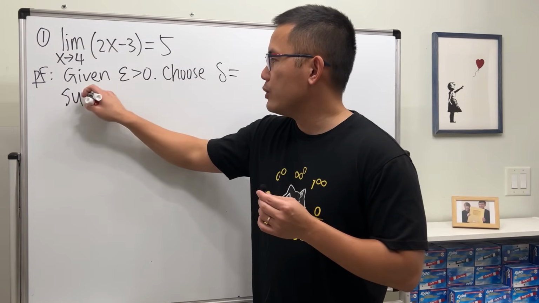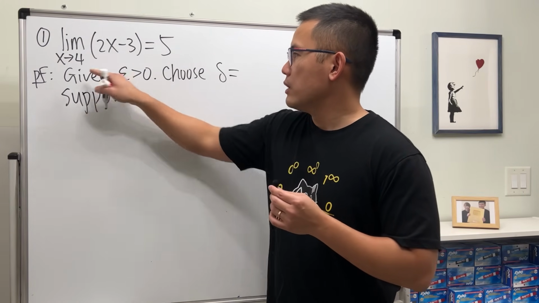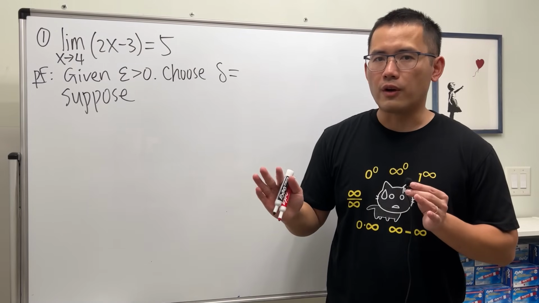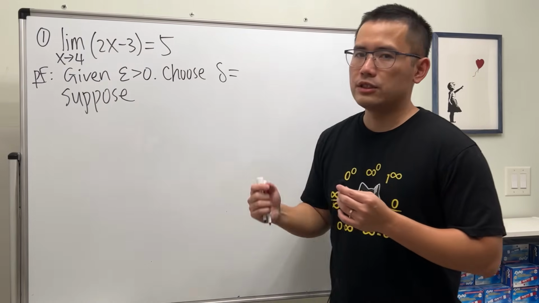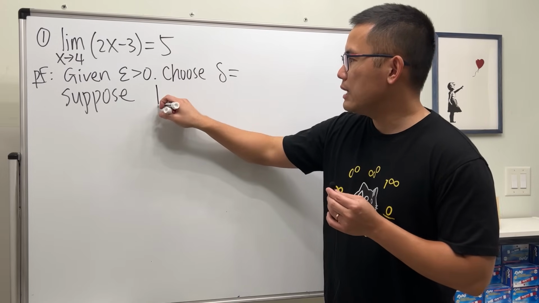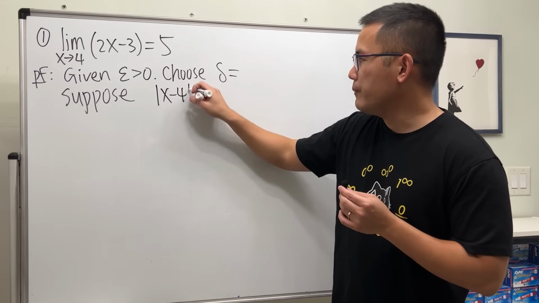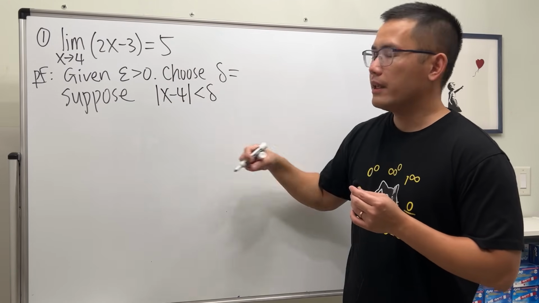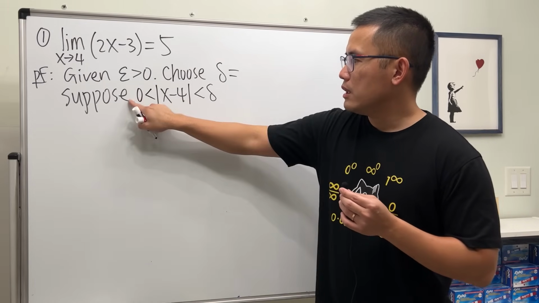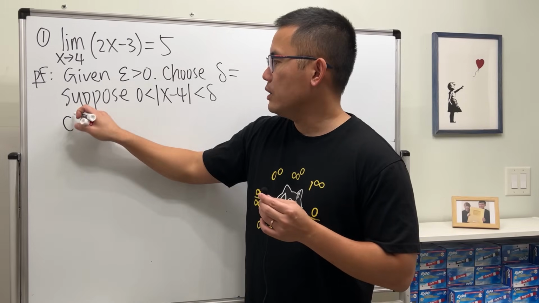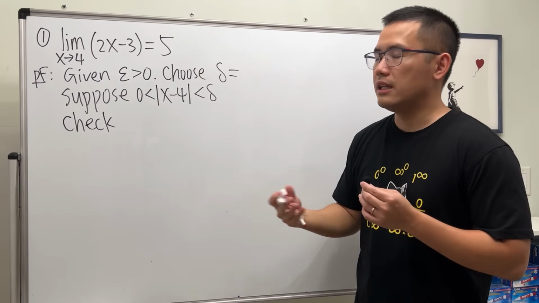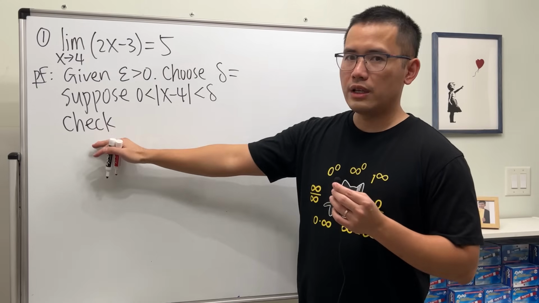And then we are going to suppose, okay, x is approaching 4, so we want x to not be too far away from 4. So the distance between x and 4 has to be small. How small is small? Well, less than delta. So we suppose the absolute value of x minus 4 is less than delta. And remember, we don't want x to be 4, so we put this to be greater than 0. Suppose this happens, then we hope to see that the distance between the function and the limit is less than epsilon. But we don't know yet, so we have to check it.